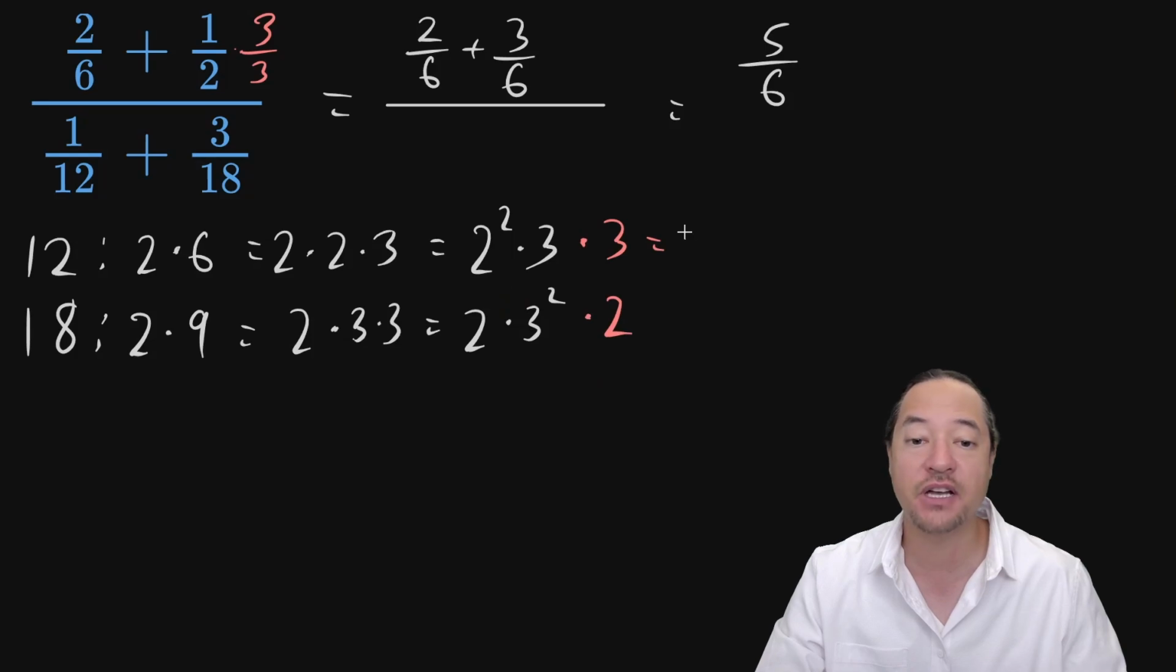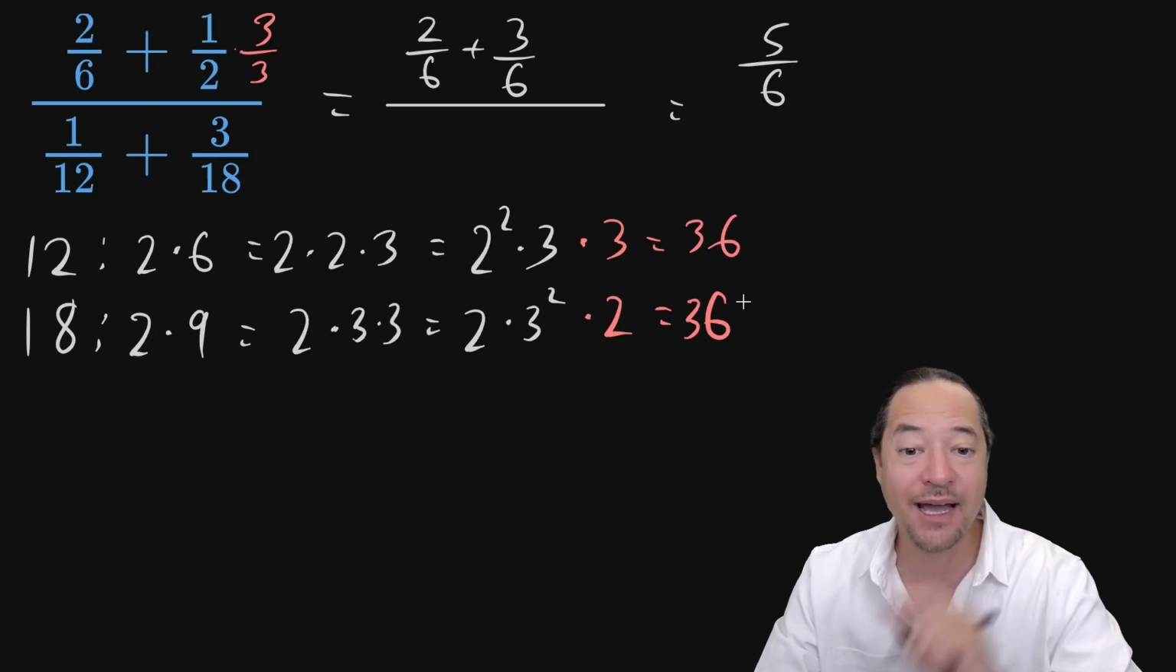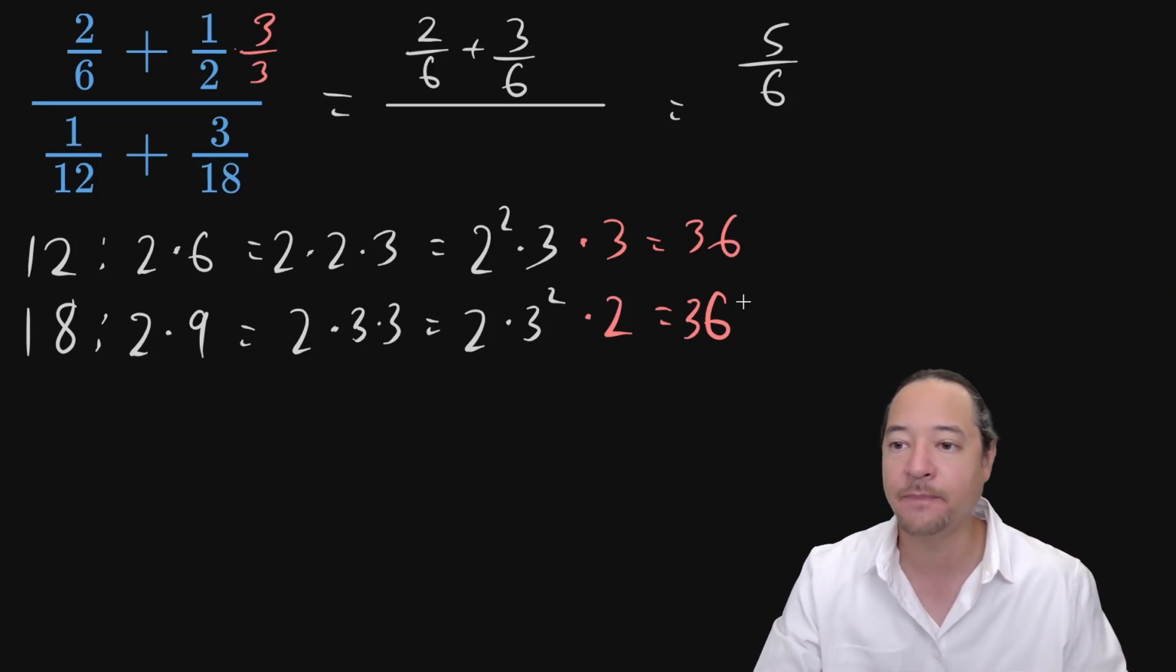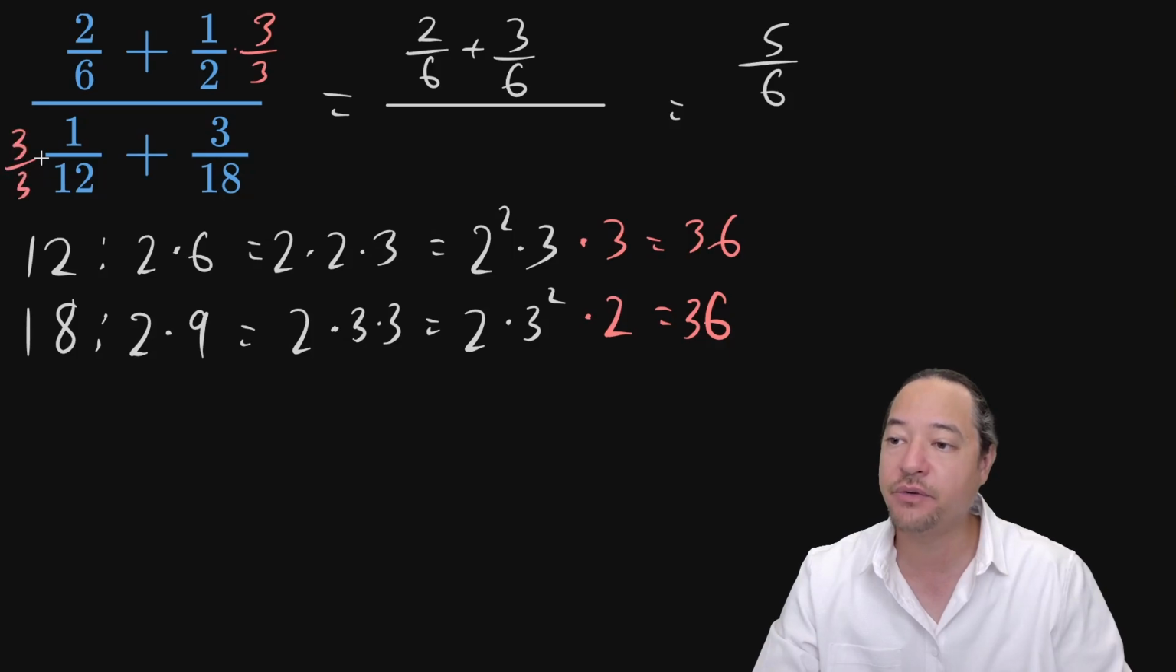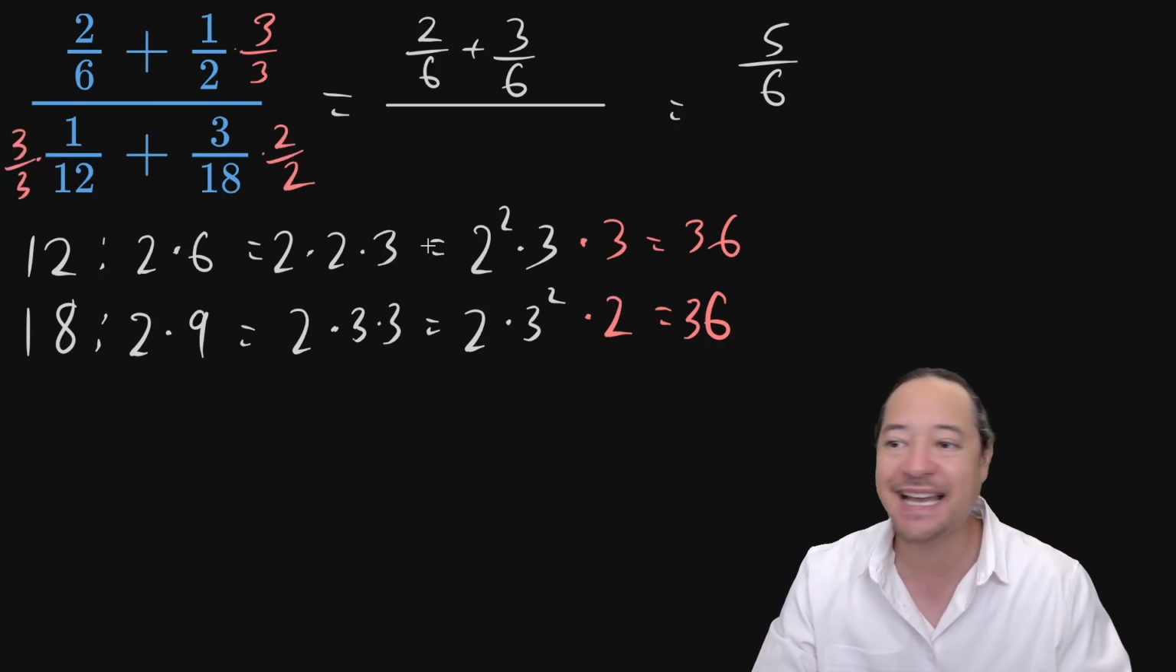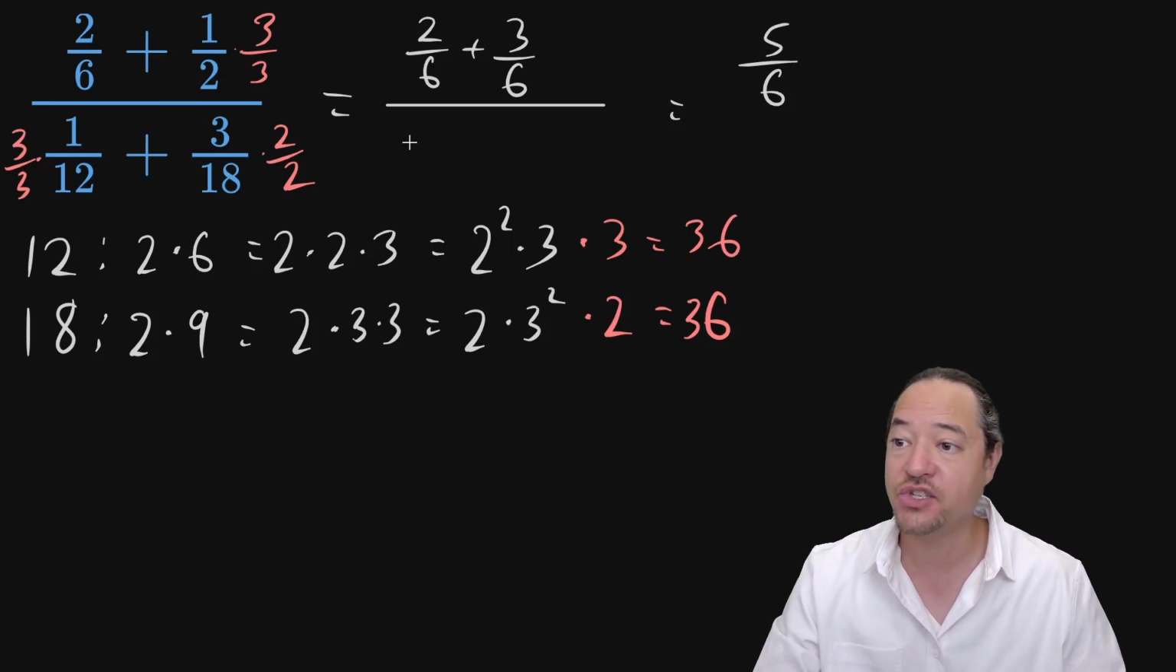So 12 times 3 is going to be 36. 18 times 2 is going to be 36. 36 is going to be our common denominator. So to get a 36 here, I have to multiply this by 3 over 3. And I have to multiply this by a 2 over 2, right? That's the idea. So let's do that multiplication now.